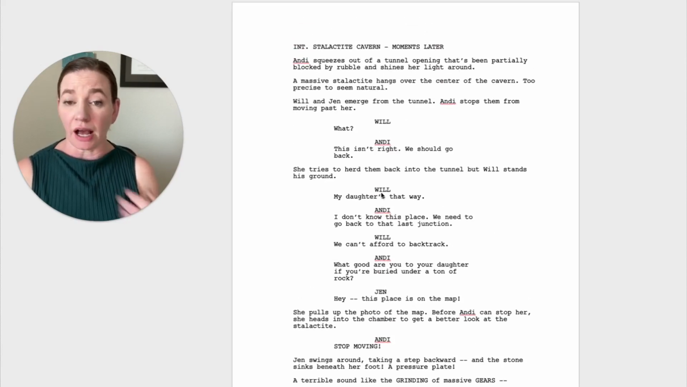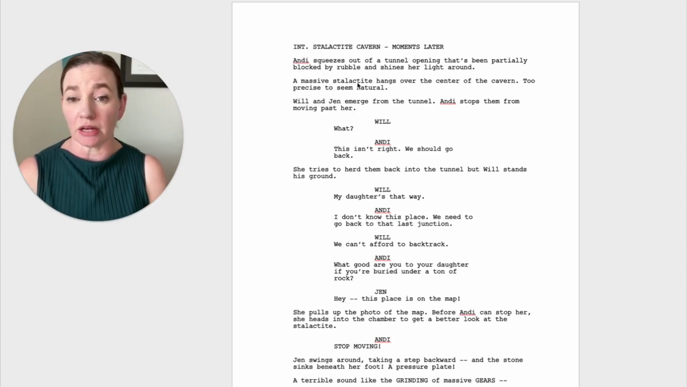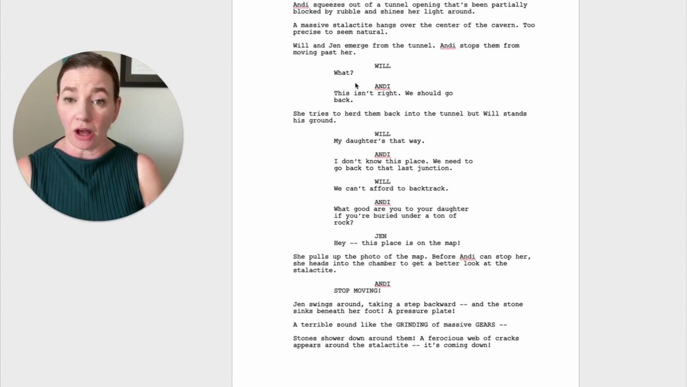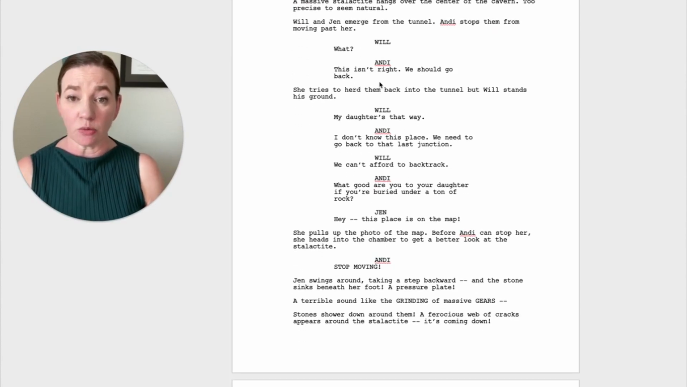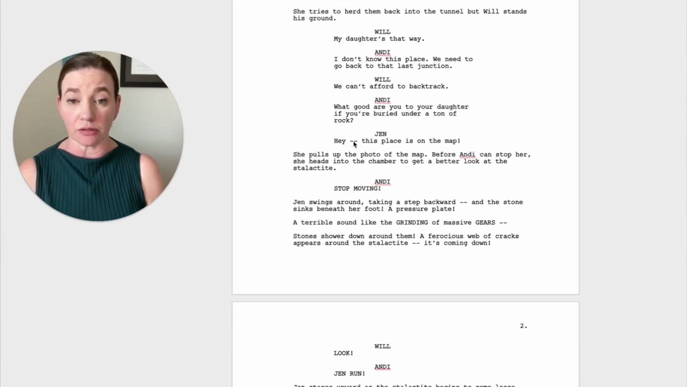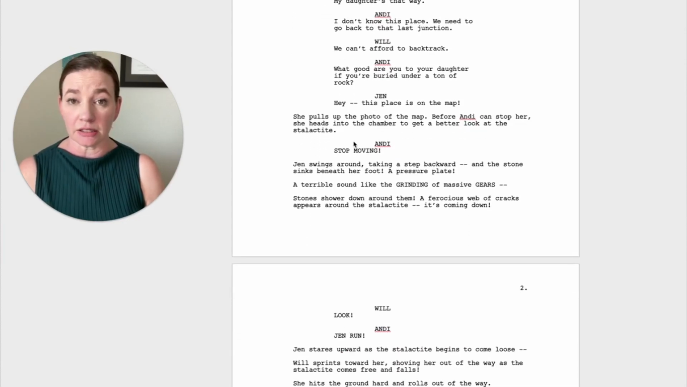So one of the things that I personally like to look for is logical conflict between the characters and something that is happening in the scene that is going to anchor us into what's going to happen next. Obviously, if we take a look at what's going on in this particular scene, we're dealing with a conflict over what to do next. Andy wants to go back, Will wants to keep going, and Jen is just excited to figure out that the place that they're standing is recognizable from the map that she has. That's a photo from a manuscript that she found.